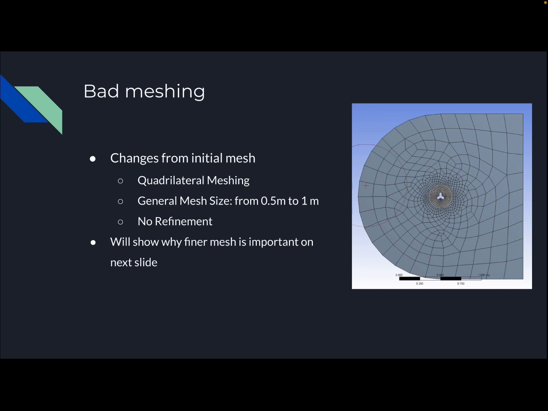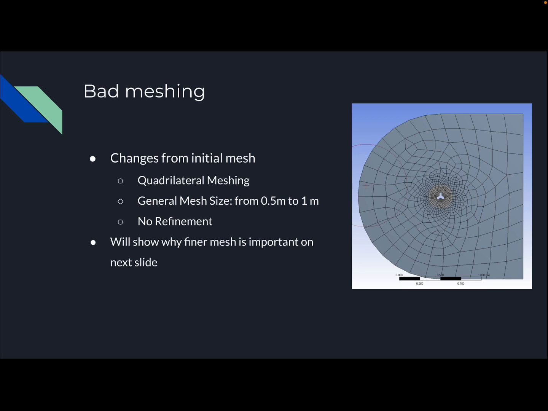which resulted in much less nodes than a good mesh, which is what you'd want. And there was no refinement done, so there's even less nodes because of that compared to our good meshing that you'll see on the next slide here.